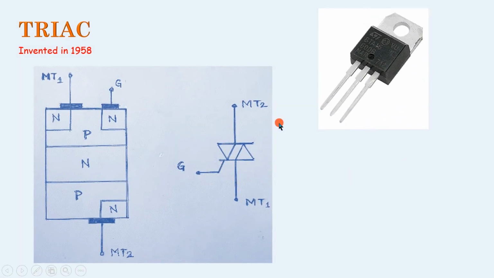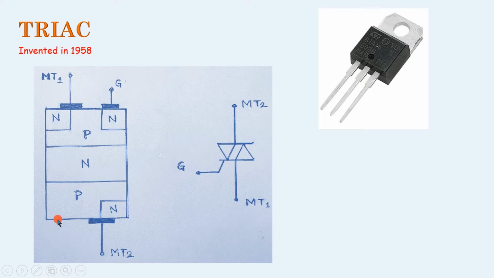Here, this is how a TRIAC looks. It is a three-terminal device. These three terminals are MT2, MT1, and gate. This part is for attaching the heat sink, because when it conducts heavily, heat is generated, and therefore it is connected to a heat sink.